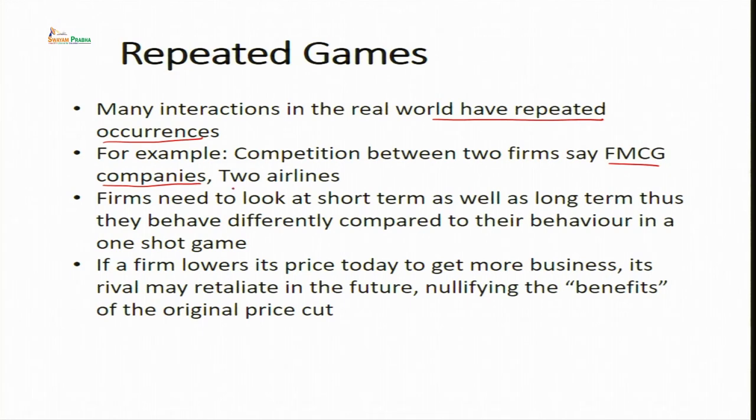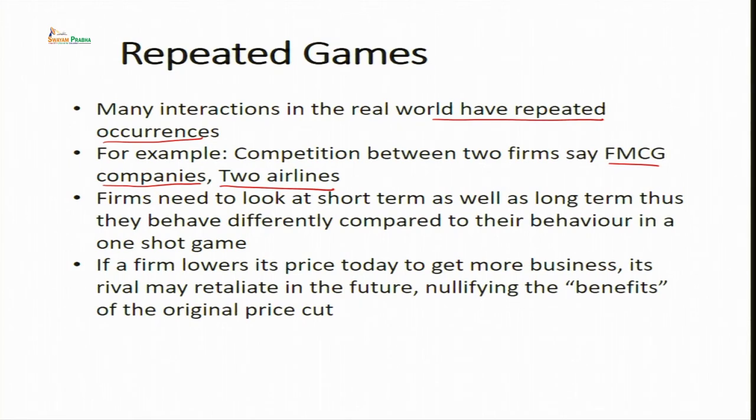Similarly, two airlines keep on competing in each quarter for market share, for say output level or prices. So these kinds of competition, these kinds of interactions, are repeated interactions. This is not happening that some FMCG giants, for example, Procter and Gamble and Hindustan Lever, are just interacting once. No, in each quarter or each year, whatever period you consider, they keep on interacting repeatedly. Similarly, any two airlines, or you can get many such examples.